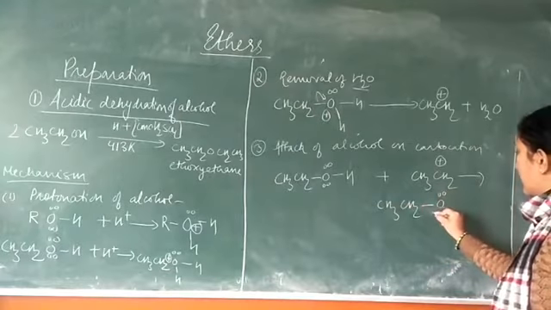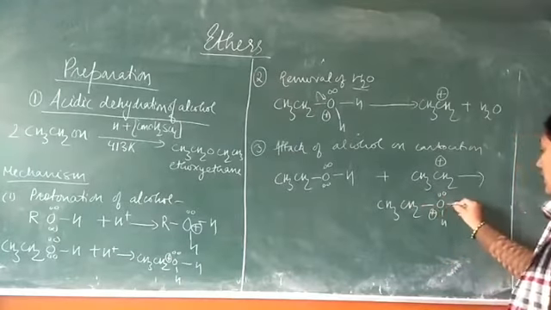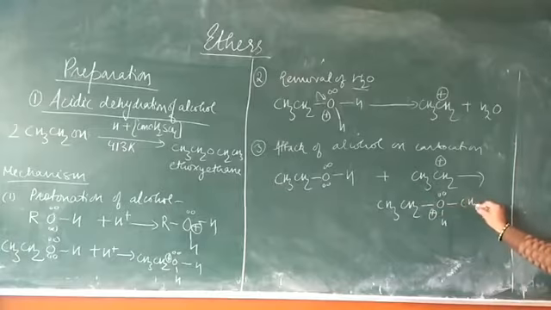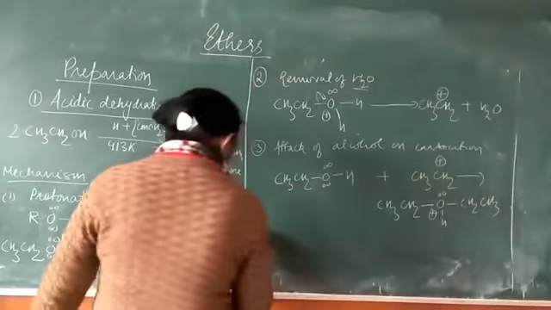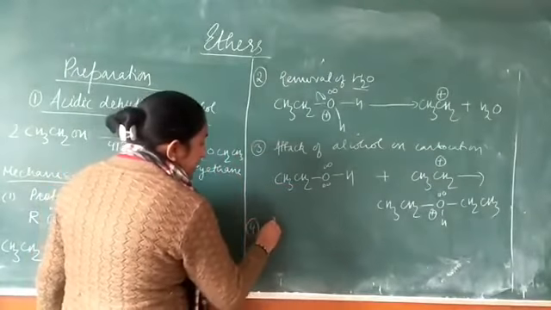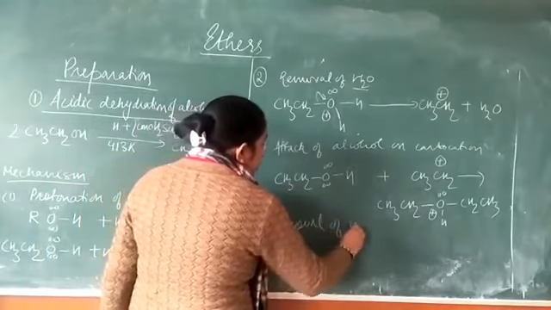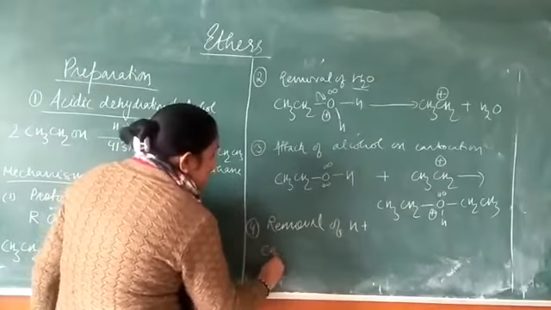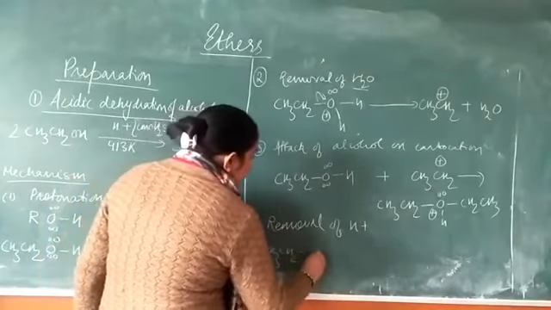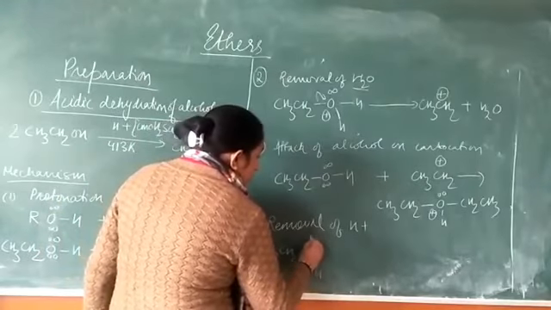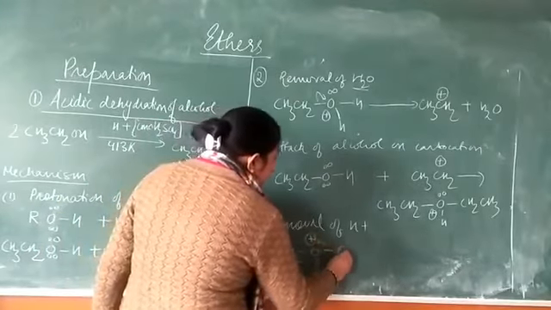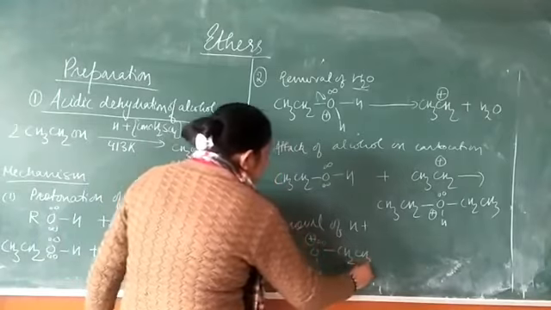Here we are getting a positive charge on the oxygen atom, and this is CH2, CH3. Now the last step you can easily get: that is the removal of a proton, H plus. So you will get CH3, CH2, positive here, CH2, CH3, right?